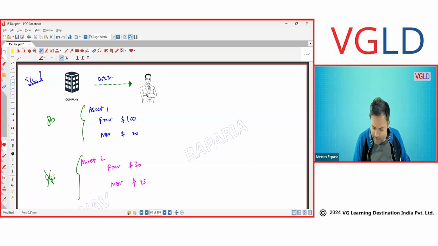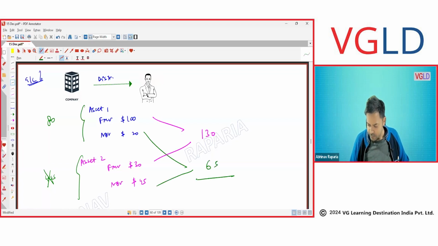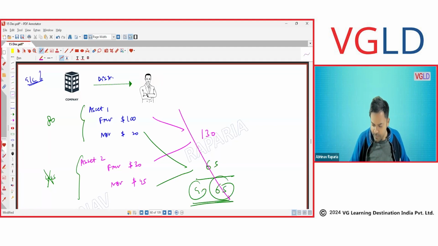Can I not say that my total fair market value is 130, this plus this, and this also 65? That means 35 and 30, so 65 should be my gain. No, I'm not going to merge like this. We will not merge and adjust anything. We are going to calculate gain or loss asset by asset. Point clear, what I'm saying?